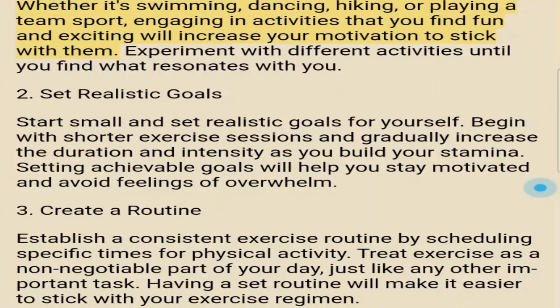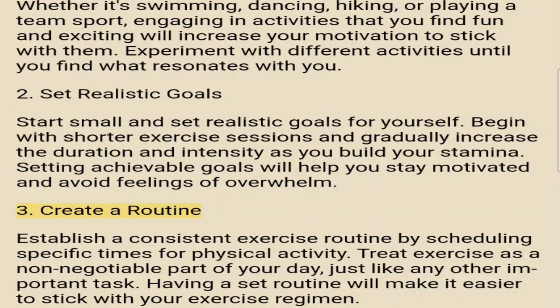Whether it's swimming, dancing, hiking, or playing a team sport, engaging in activities that you find fun and exciting will increase your motivation to stick with them. Experiment with different activities until you find what resonates with you. 2. Set realistic goals. Start small and set realistic goals for yourself. Begin with shorter exercise sessions and gradually increase the duration and intensity as you build your stamina. Setting achievable goals will help you stay motivated and avoid feelings of overwhelm.